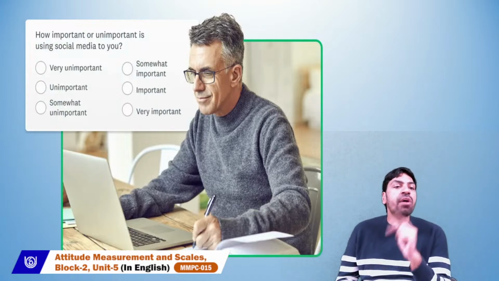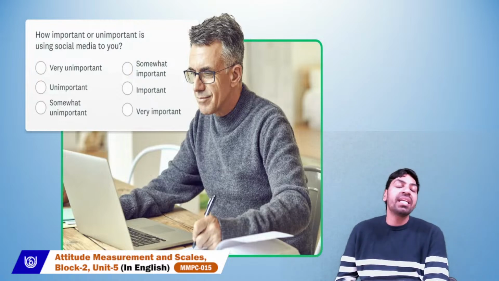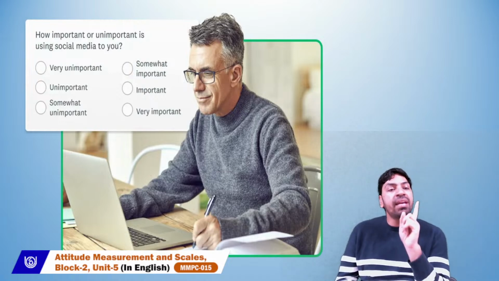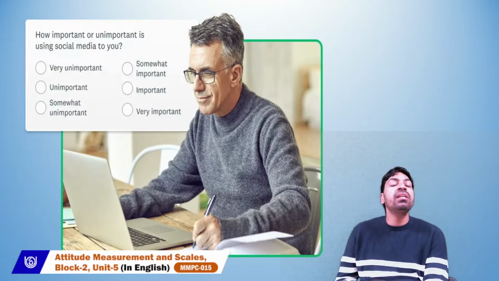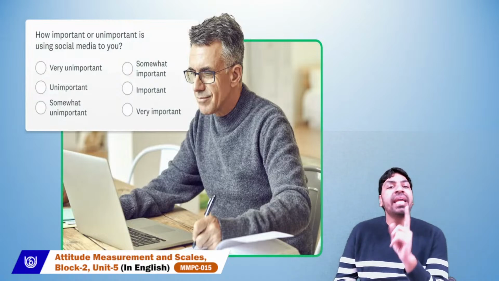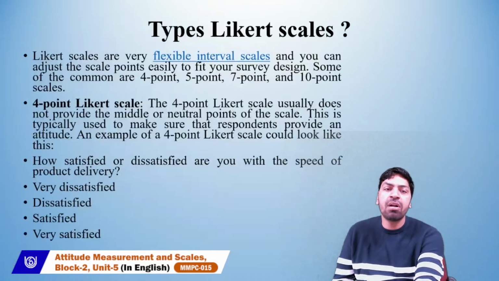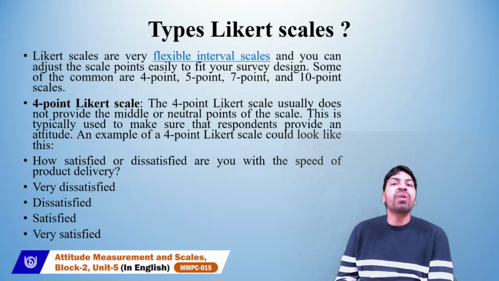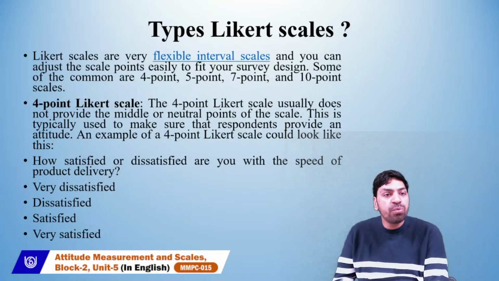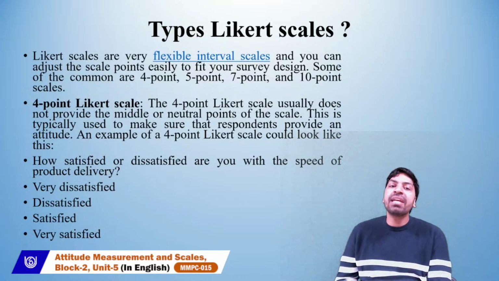So if there are 6 options, it means a 6 point rating scale. If there are 7 options, that means a 7 point rating scale. If there are 9 options, that means a 9 point rating scale. If there are 10 options, it means a 10 point rating scale. So let's go through a quick view of the types of rating scales. It is flexible, an interval scale to be used. And the common ones are the 4 point, 5 point, 7 point, and 10 point scales.